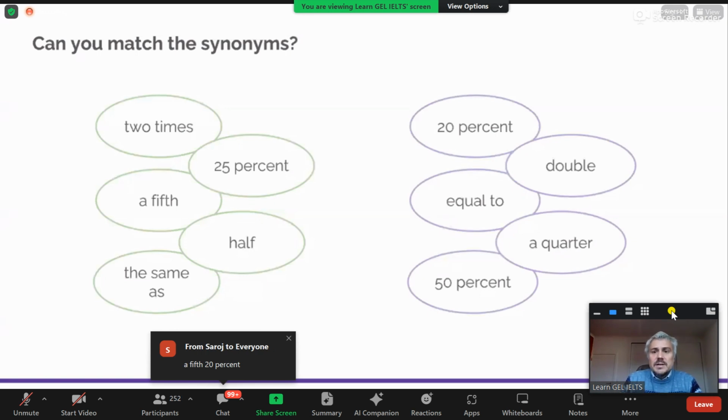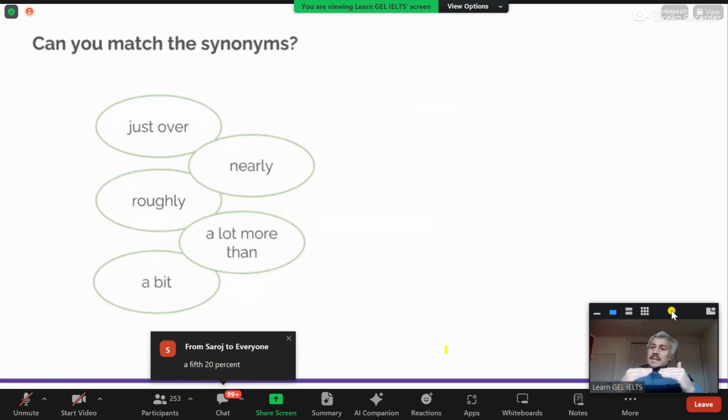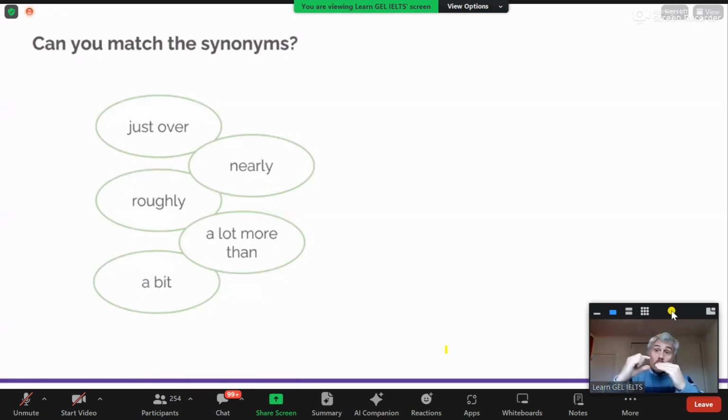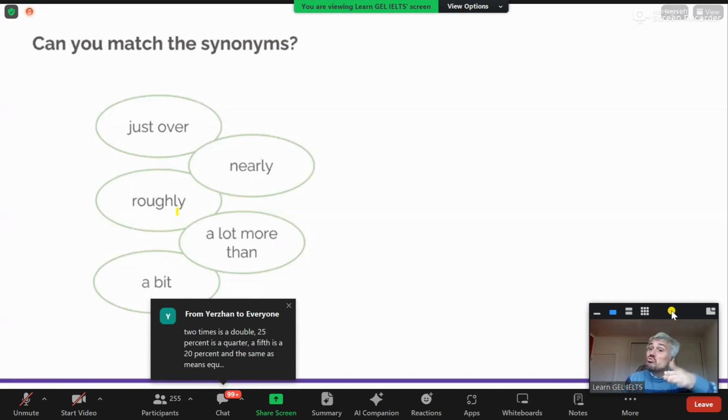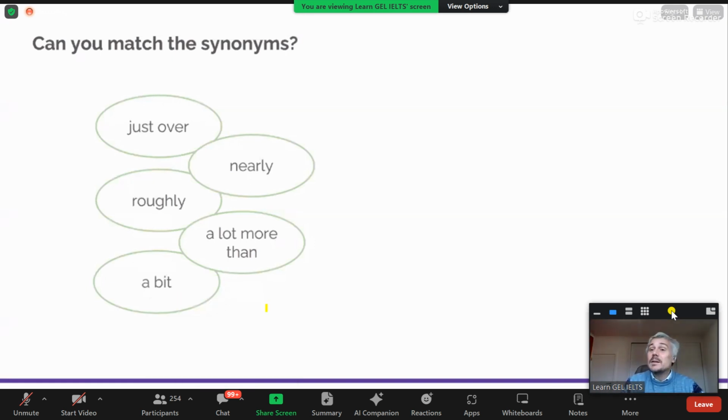Sometimes we need to describe the difference between different things. Is it a big difference or a small difference? So we might use vocabulary like just over, nearly, roughly, a lot more than, or a bit. This vocabulary is also important if we do not have the exact numbers on the graph.